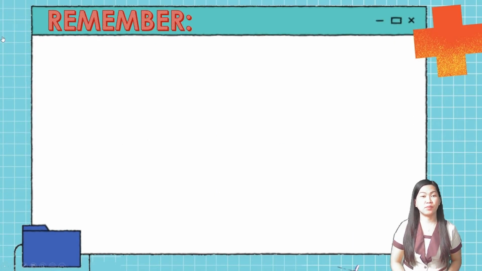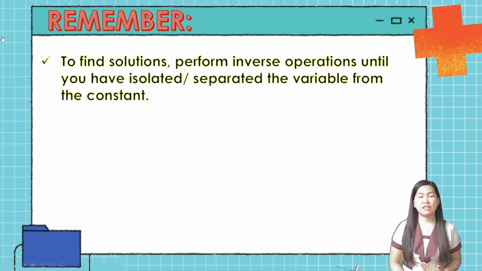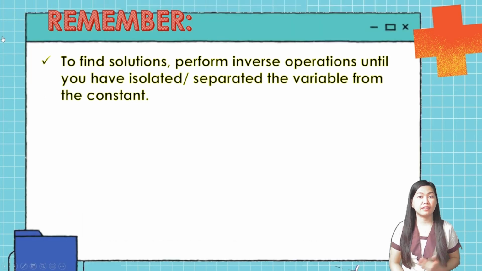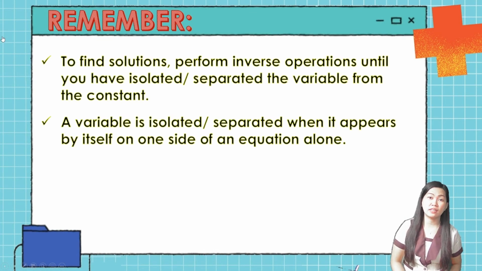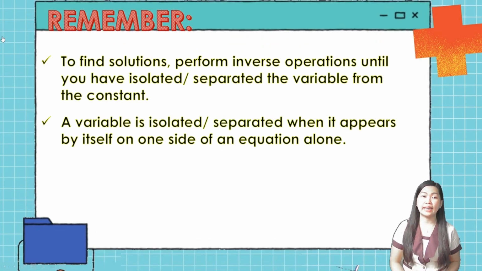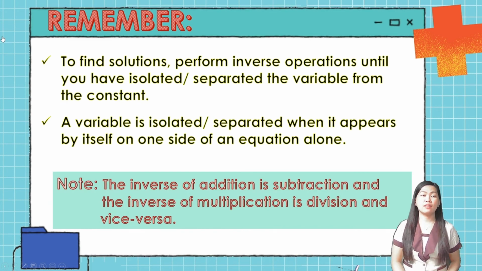Class, always remember that to find solutions, perform inverse operations until you have isolated or separated the variable from the constant. A variable is isolated or separated when it appears by itself on one side of an equation alone. And take note that the inverse of addition is subtraction, and the inverse of multiplication is division, and vice versa.